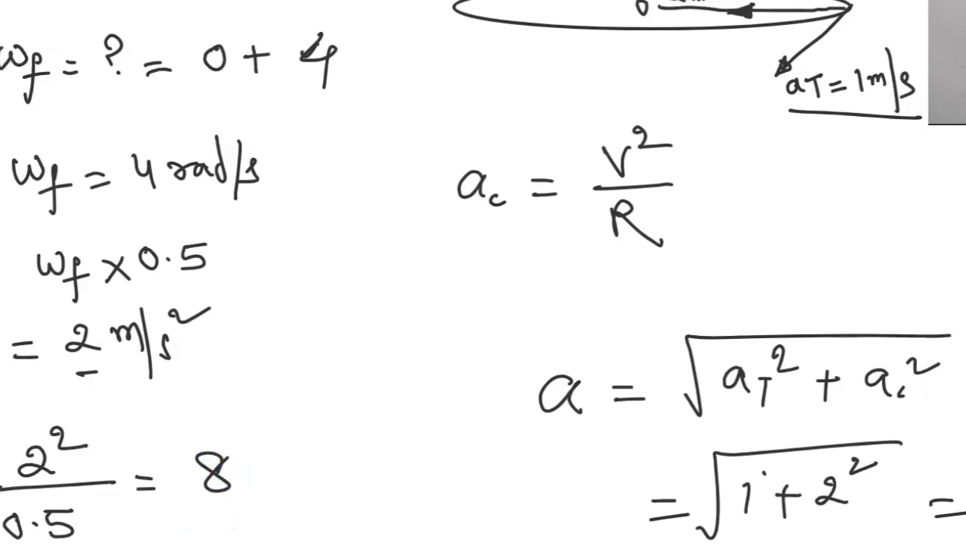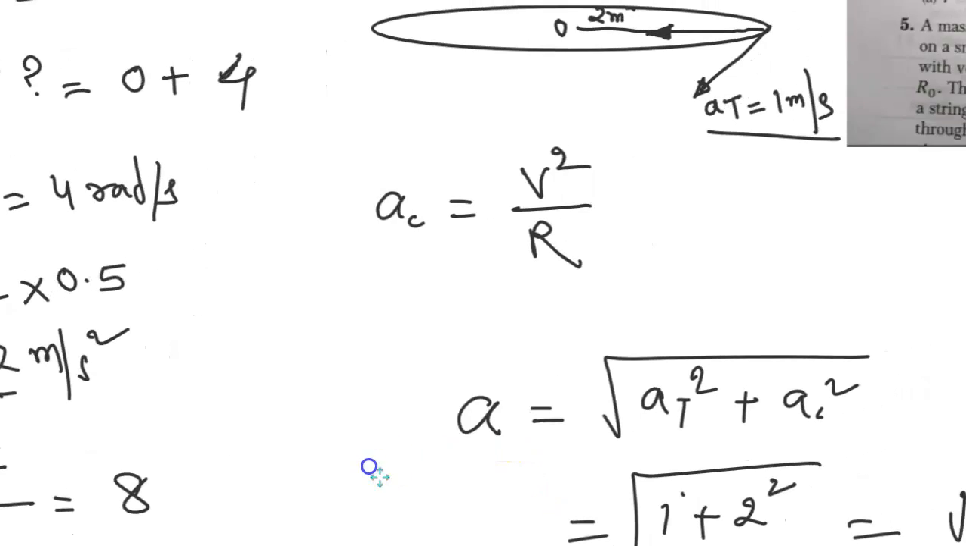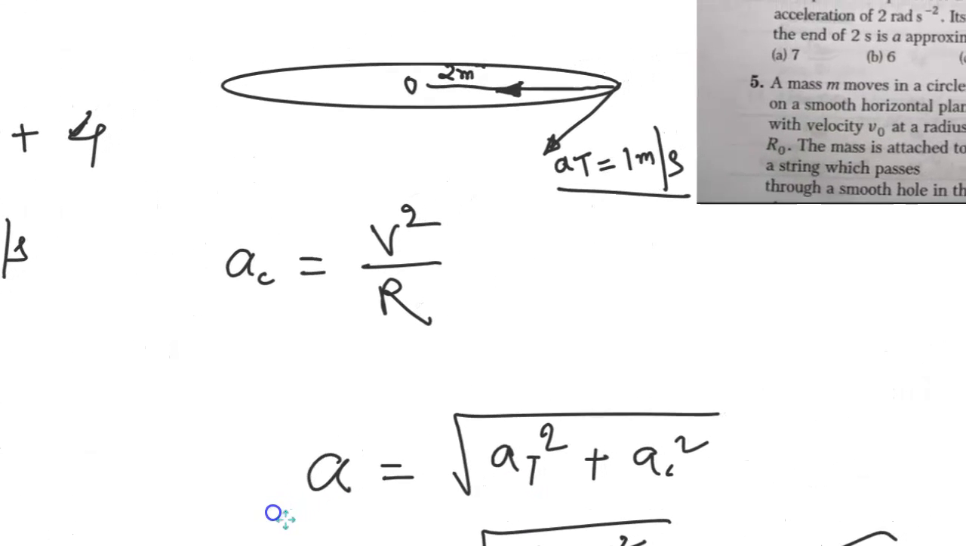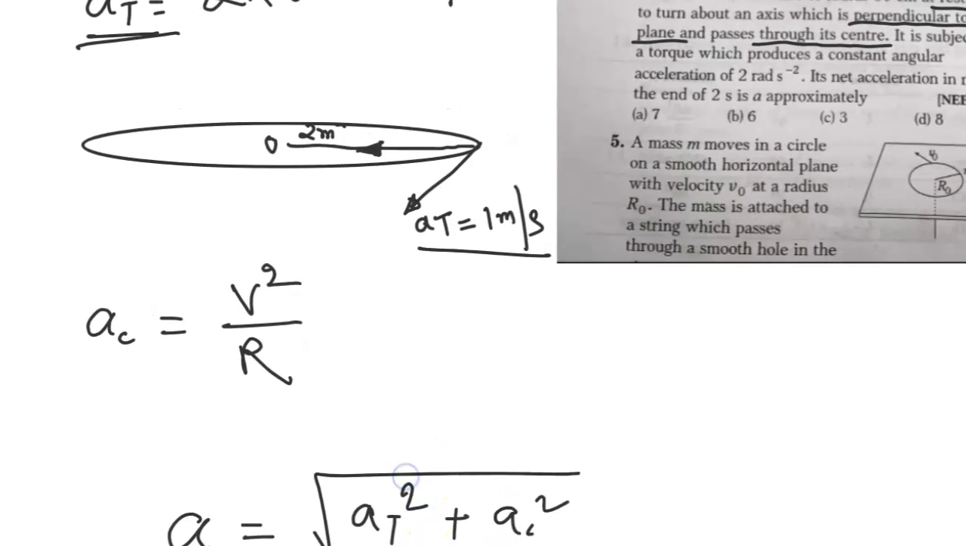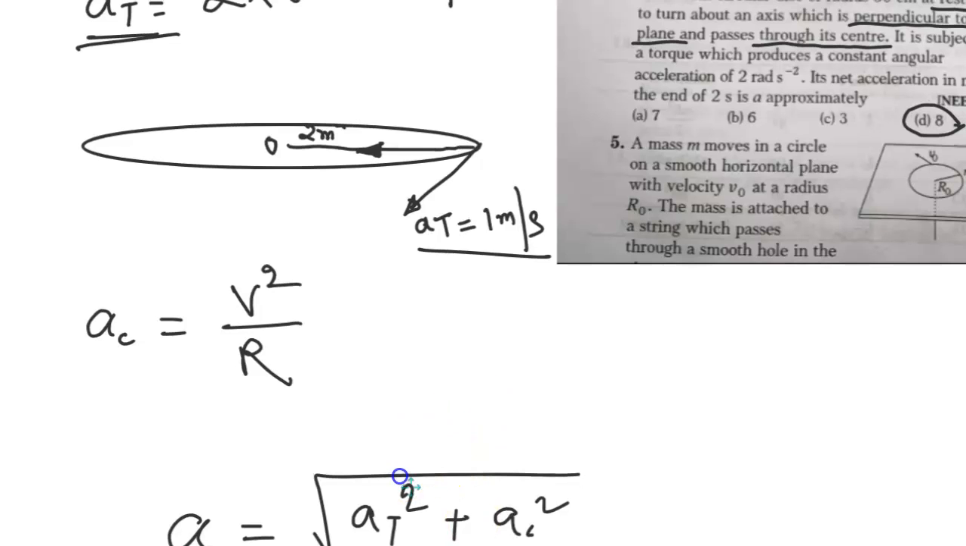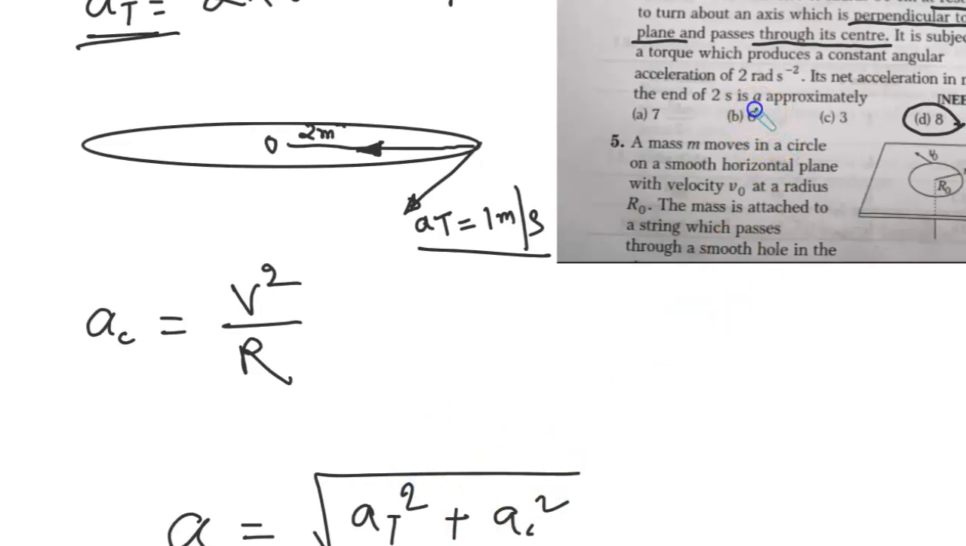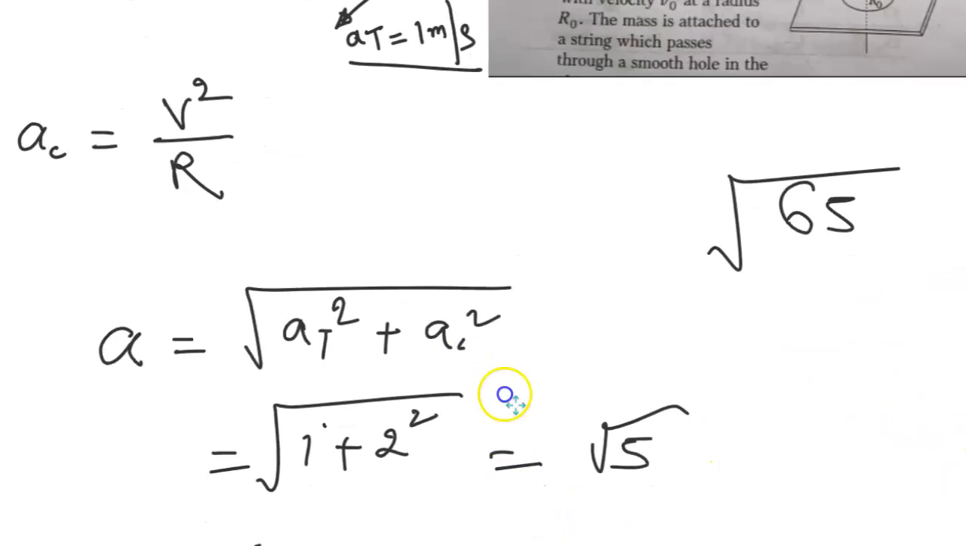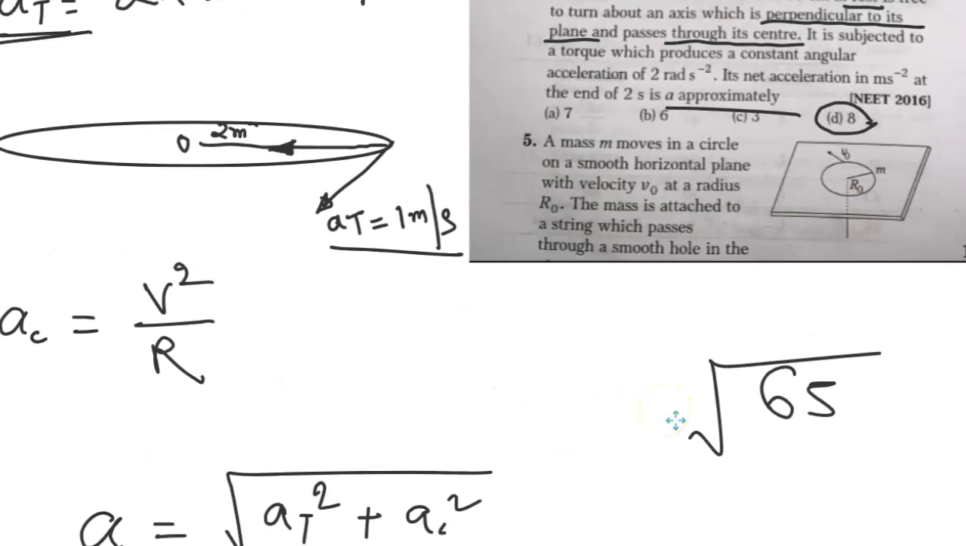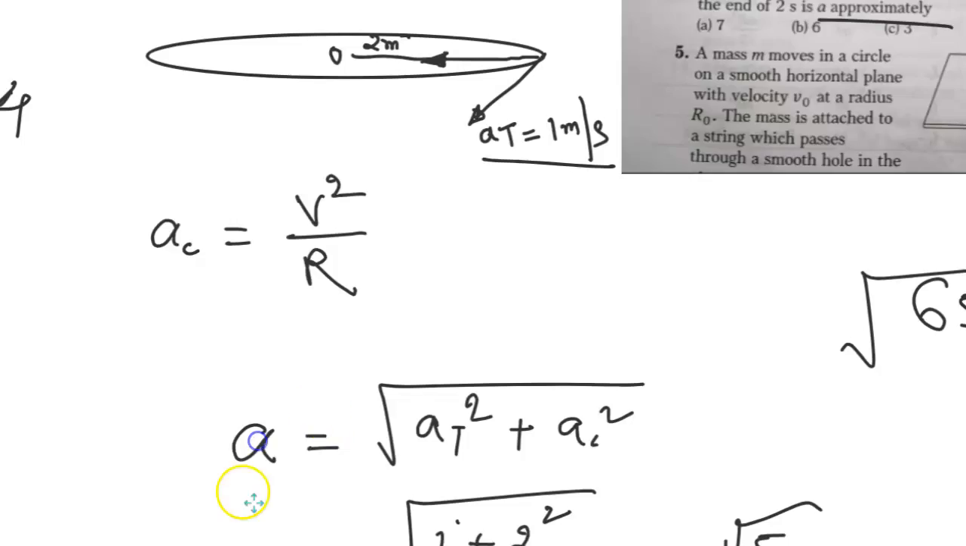But how is it possible that root 65 is the answer? Some mistake I did, no? No, 8 square is there. If approximately, they have written, root 65 is how much? 8 times 8 is 64, so approximately 8. Just see the answer. Yes, correct. You have found one mistake from my side.